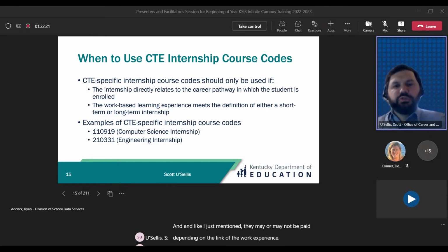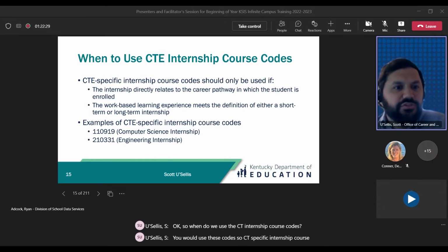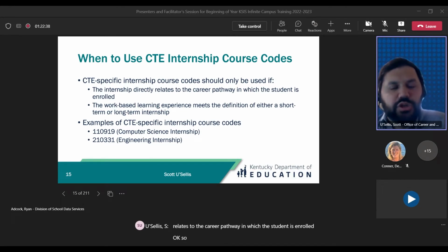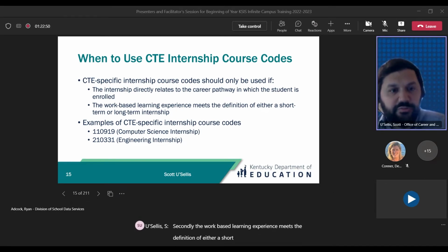Okay, so when do we use the CTE internship course codes? You would use these codes. So CTE specific internship course codes should only be used if 1, the internship directly relates to the career pathway in which the student is enrolled. Okay, so you wouldn't use these course codes unless the student were a pathway student of some sort. They're enrolled in that pathway. Secondly, the work-based learning experience meets the definition of either a short-term or a long-term internship.